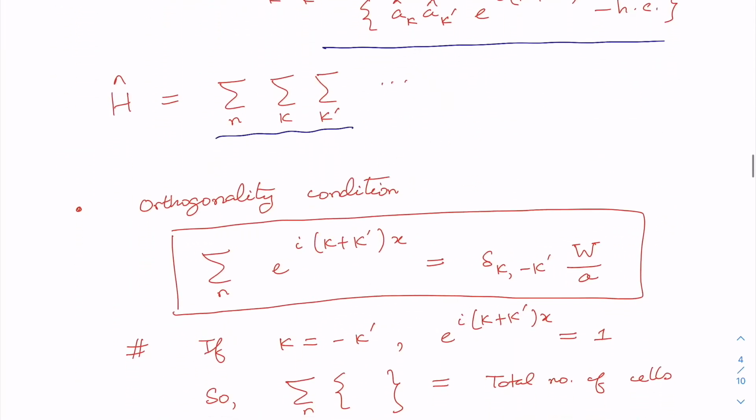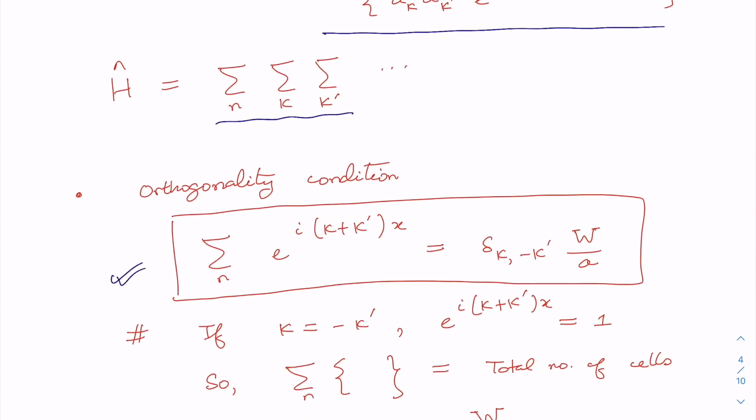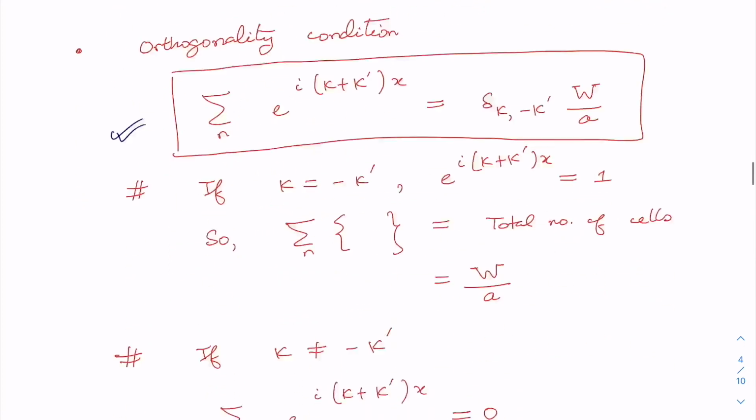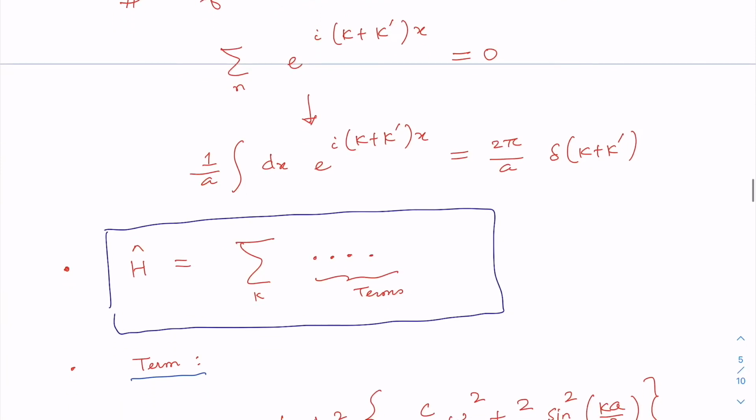But this can be simplified further because of this orthogonality condition. We discussed this orthogonality condition, and because of it, the Hamiltonian has only one sum, that is, the sum over k. So there will be various terms.